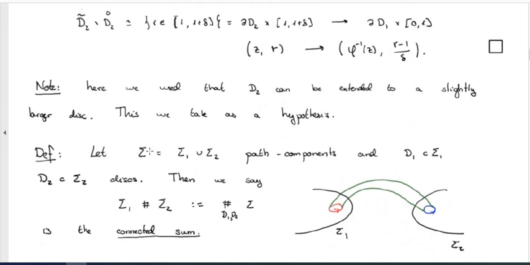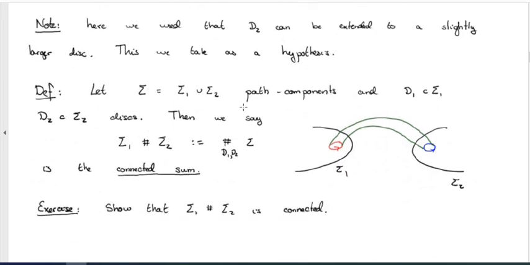And something that is interesting about this construction, the one handle attachment, is that there's one particular case that is of interest, which is what we call the connected sum. So at no point did I say that sigma was connected.